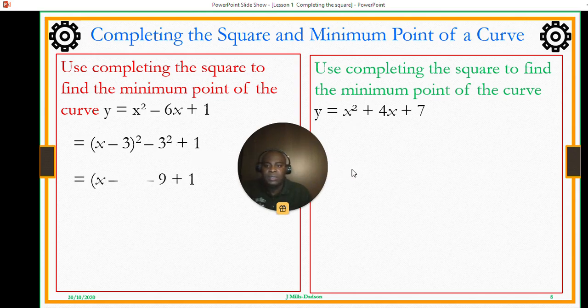So you have x minus 3 all squared minus 9 plus 1. Compute negative 9 plus 1, that gives you negative 8, and that completes the square.